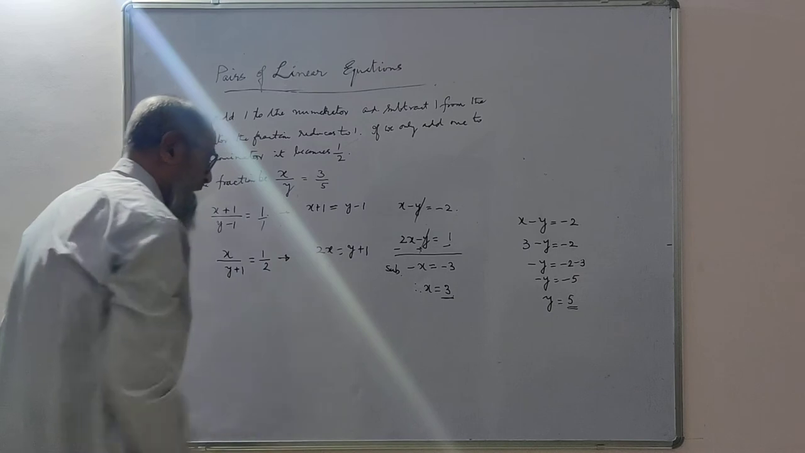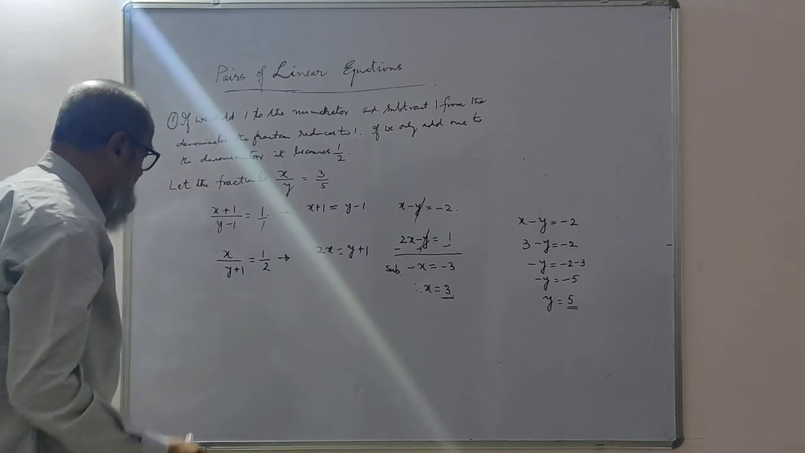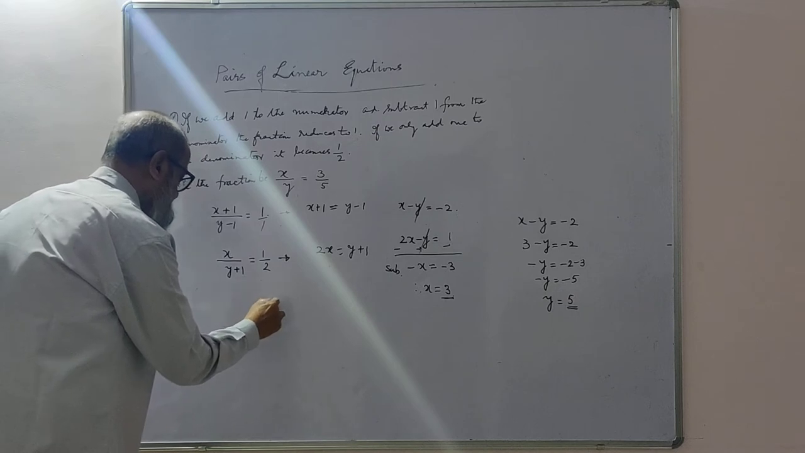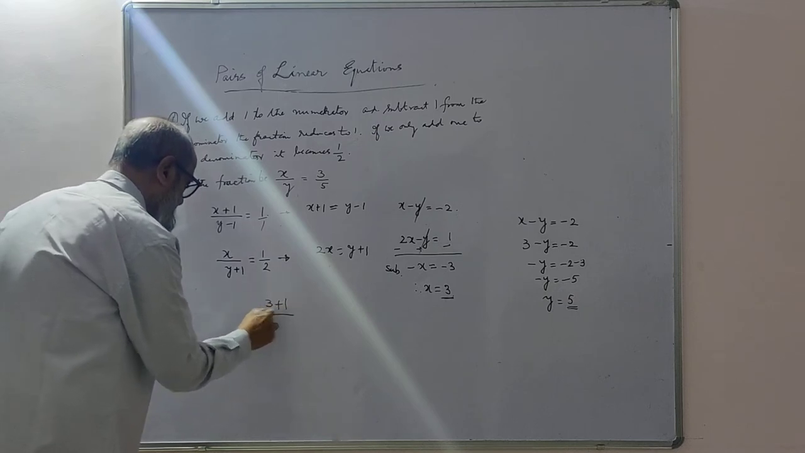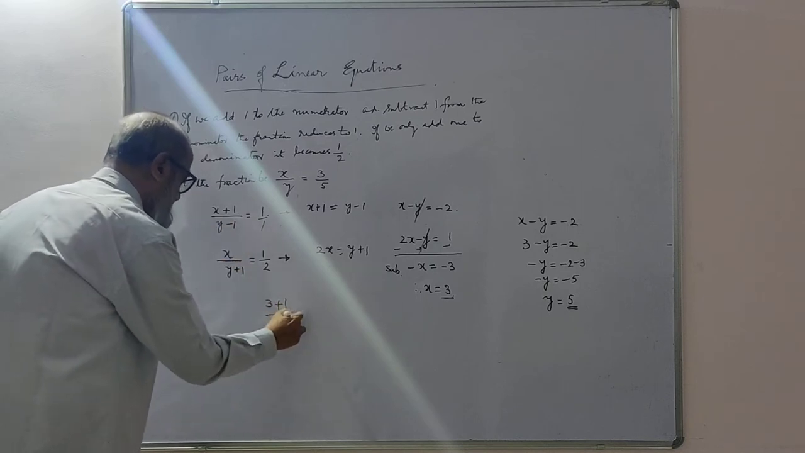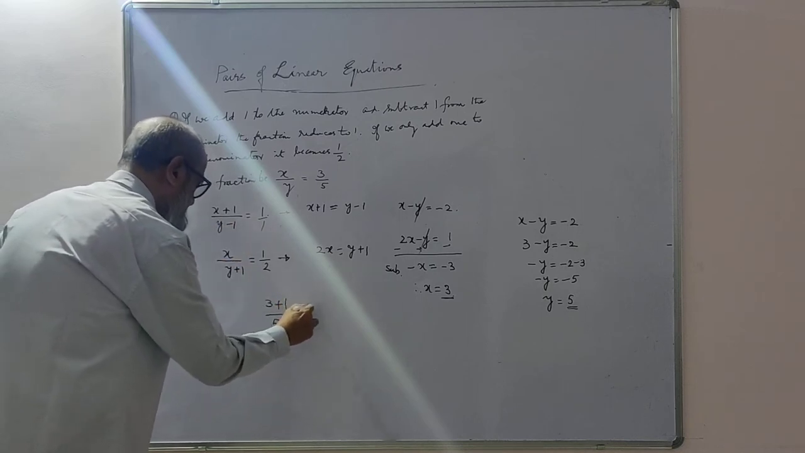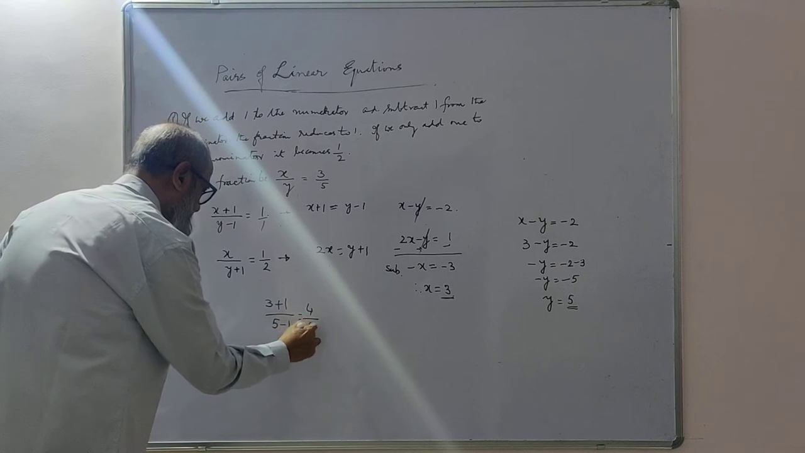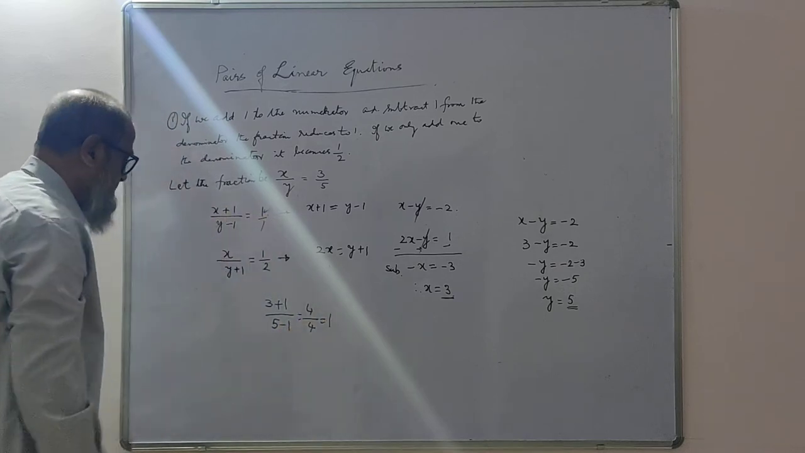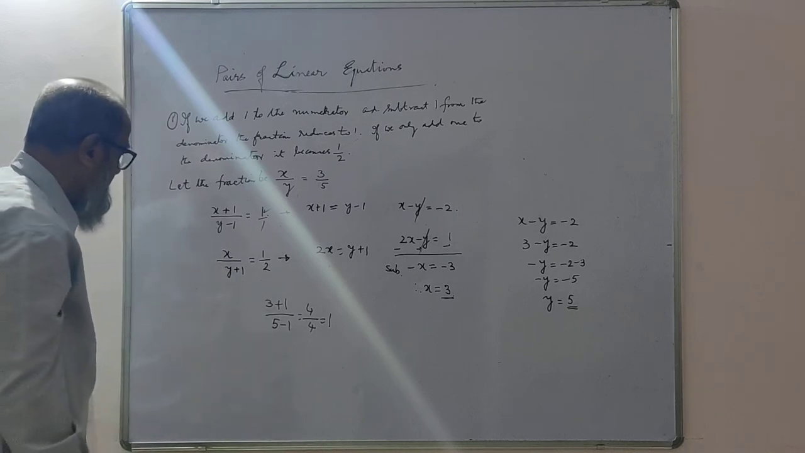The fraction, the answer of the problem, is 3 by 5. Now if you add 1 to 3, 3 plus 1 divided by 5 minus 1, if you subtract 1 from the denominator, it becomes 4 by 4, that is 1. So x plus 1 divided by y minus 1 will be equal to 1.